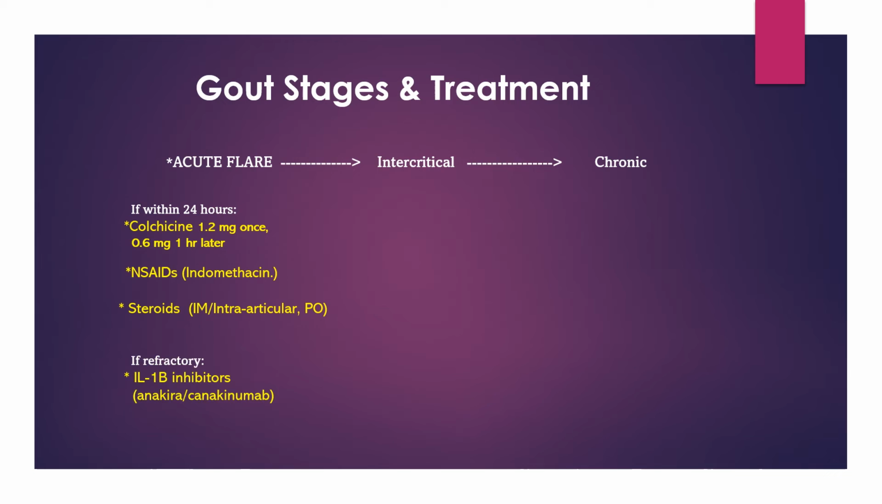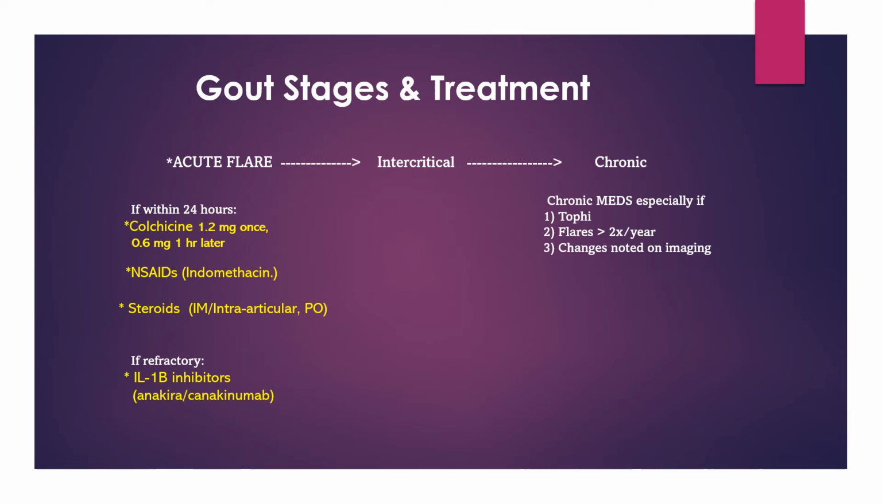by mouth. Now, if this flare is lasting forever, you've done so many things, you've done the NSAIDs and the steroids, but it's not refractory, then you might move on to a bigger gun like an interleukin-1 beta inhibitor, which is like anakinra or canakinumab.